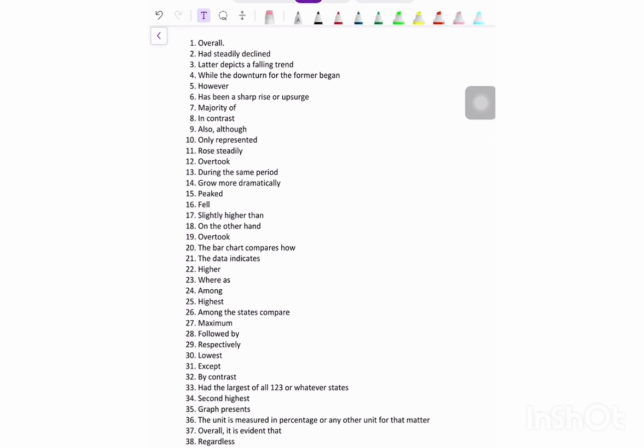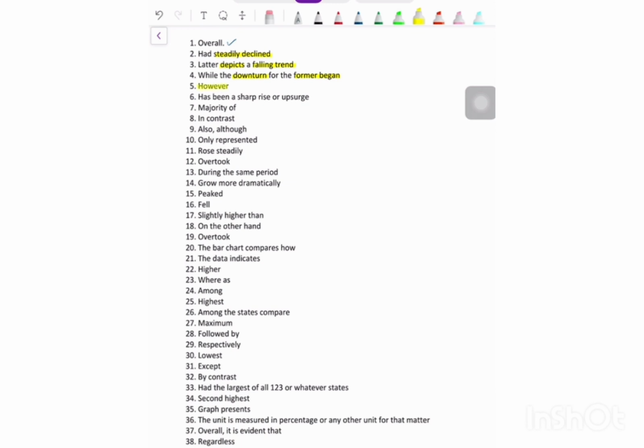So first is overall. We know that it's used to write the overview. So this is the first word that is used to describe the overview. Had steadily declined. So steadily declined is also a good phrase that you can use. The latter depicts a falling trend, while the downturn for the former began. These are smart ways of using the language, so that instead of writing each and everything over and over again, you say that the latter depicts a falling trend while the downturn for the former began.